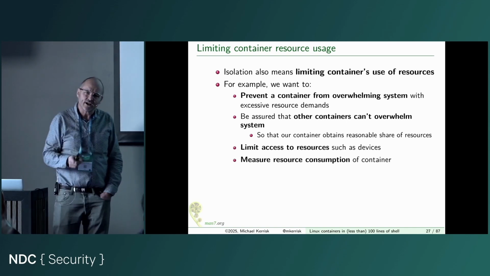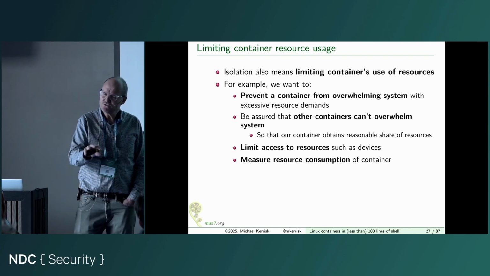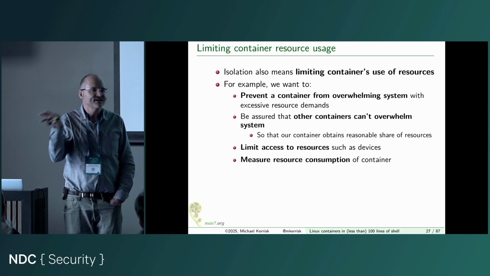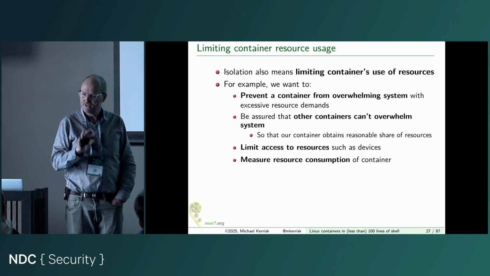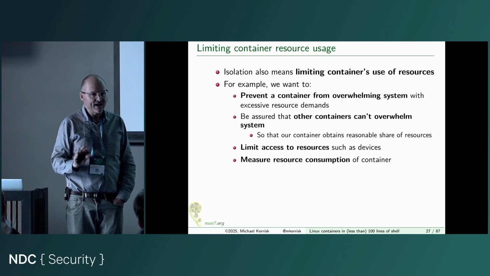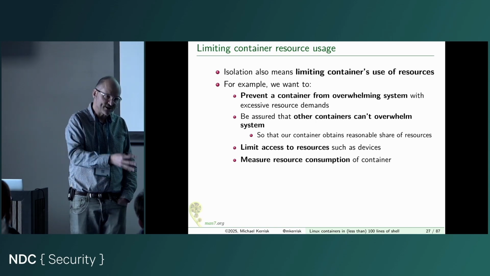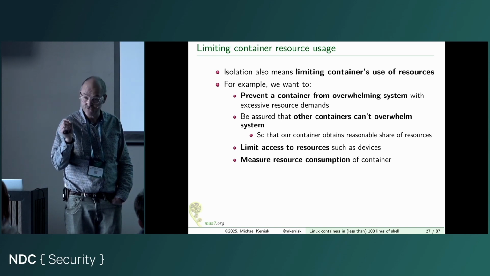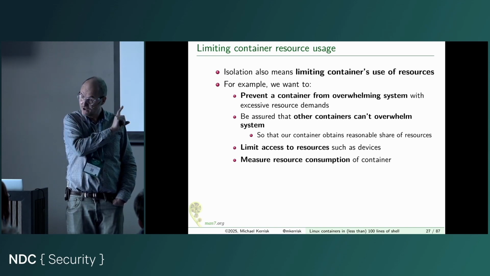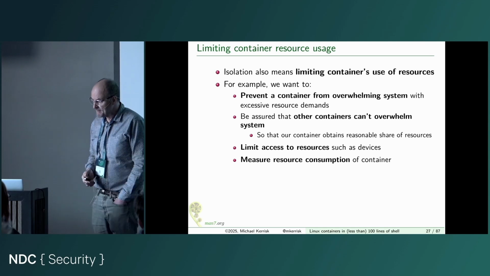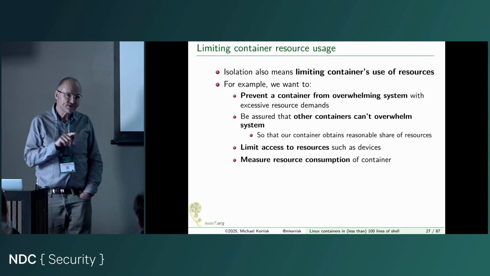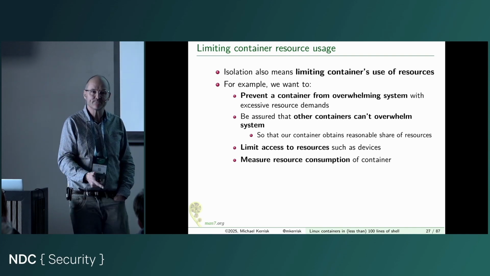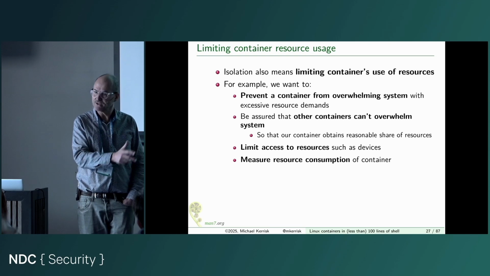But we also want to do things like limiting access to devices. Inside a container, we don't generally want the process to be able to access random devices on the system. There are some good security reasons for that. Some devices can be used for some kinds of privilege escalations, so we actually want to only allow a very limited set of devices to be visible inside a container. We do this using cgroups. We can also use cgroups to measure the resources that are being consumed by the container: how much CPU time is being used, how much memory the container is using, and so on.